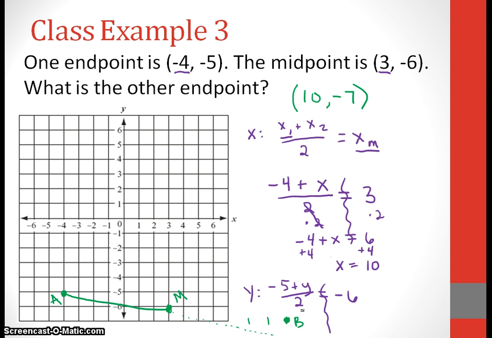And so now when I solve this, I multiply by 2 on both sides. I get that negative 5 plus y is equal to negative 6 times 2, which is negative 12. And then I add 5 to both sides, and that goes away, and I get y is equal to negative 7. So now I have an x value and a y value, so I can write the ordered pair of my other endpoint: 10, negative 7.